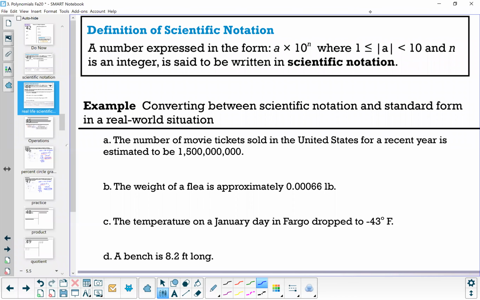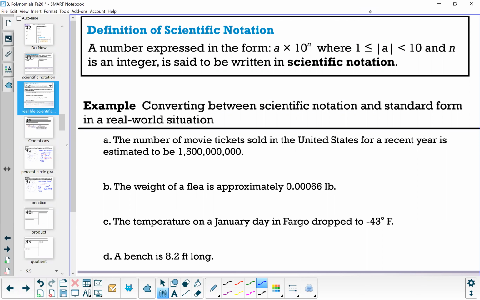We're going to take a look at some real world examples converting between scientific notation and standard form. So we have the number of movie tickets sold in the United States for a recent year is estimated to be 1,500,000,000. We're going to convert that into scientific notation.